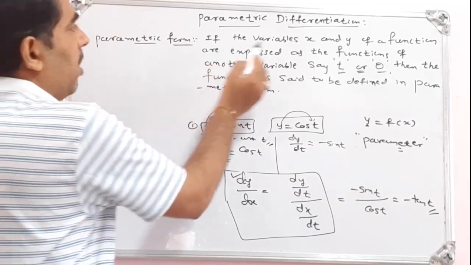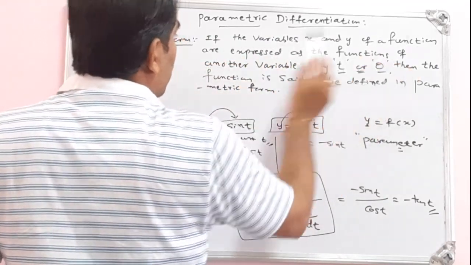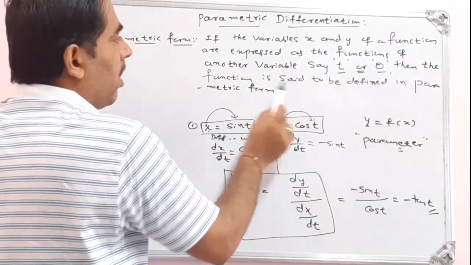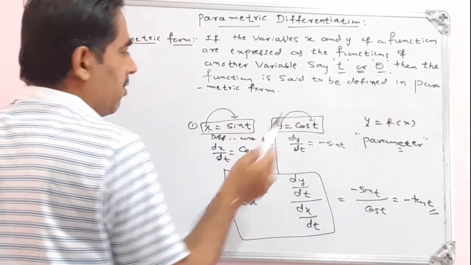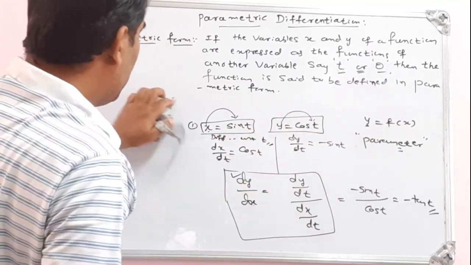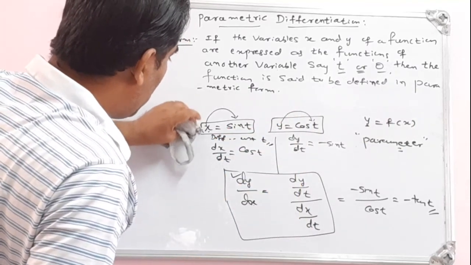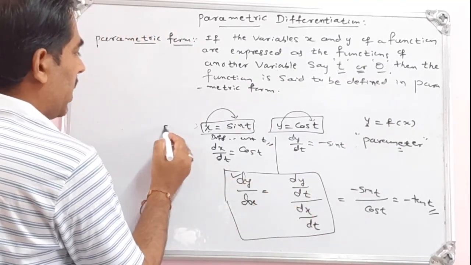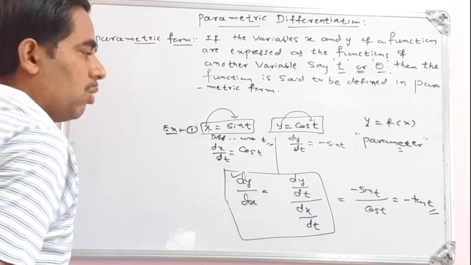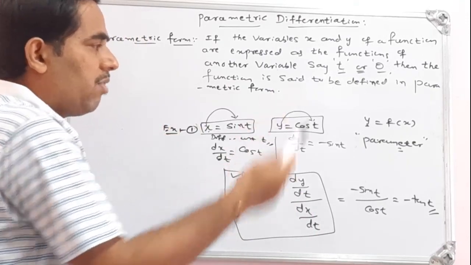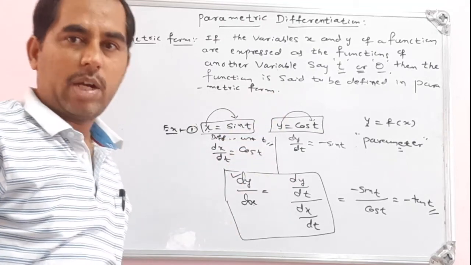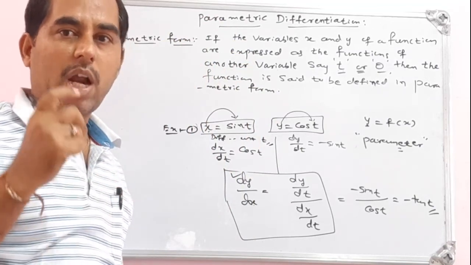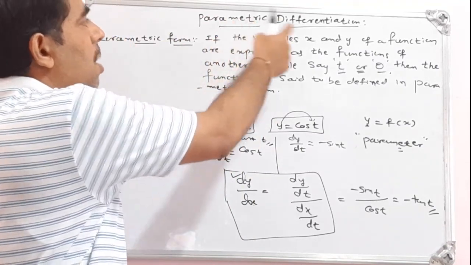If the variables x and y of a function are expressed as functions of another variable, say t or theta, whatever the notation may be, then the function is said to be defined in parametric form. Such functions are called parametric functions. The notation is dy by dx is equal to dy by dt divided by dx by dt. I have taken this example to show the parametric function, so in this way we can find the derivatives of the given parametric forms. Such differentiation is called parametric differentiation.